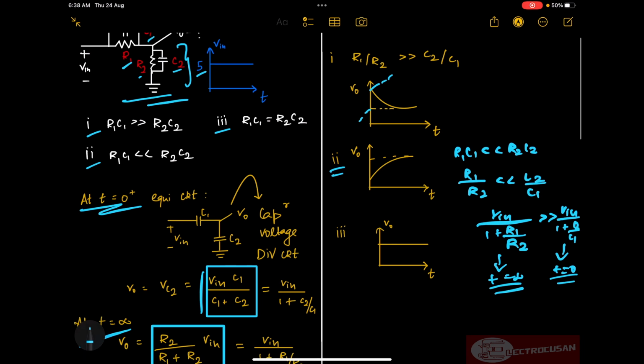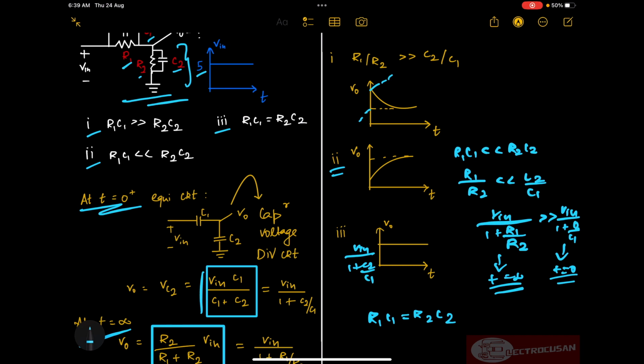For the third condition, where R1 C1 is equal to R2 C2, both the values at t equal to 0 and t equal to infinite are equal. So this will be just a single line at the amplitude of Vin divided by 1 plus C2 by C1, or Vin divided by 1 plus R1 by R2, because both the values are the same. So this is regarding the time domain analysis.